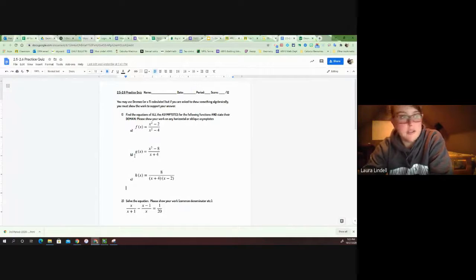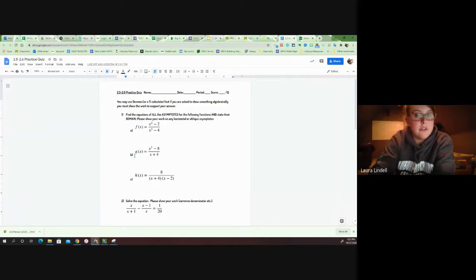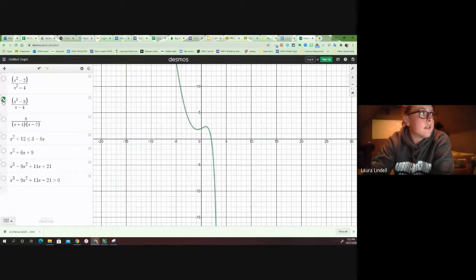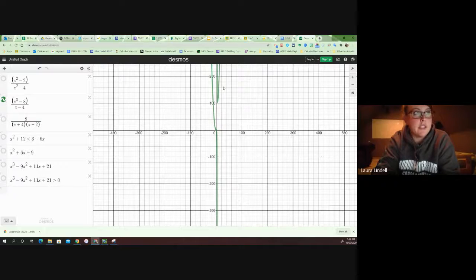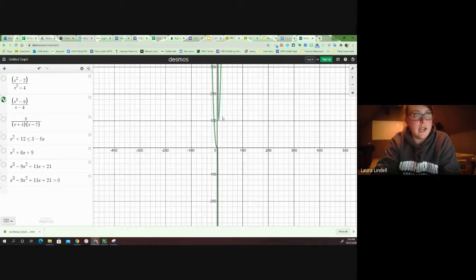1B says g of x is x to the third minus 8 over x plus 4. So again, what I would probably do first is go over and graph this thing. So highlighting that graph, this is what we get. This one is an important one to zoom out on, because we notice that the function continues clear up here. So there is a vertical asymptote, because it does have a denominator with x minus 4. So we're looking for a vertical asymptote, but we're not looking for any horizontal or oblique asymptotes here. And we'll get to why in a moment.